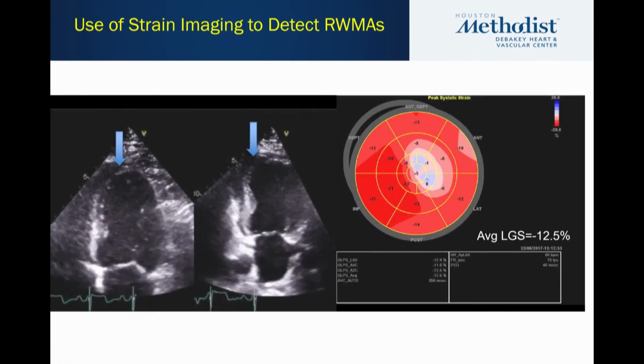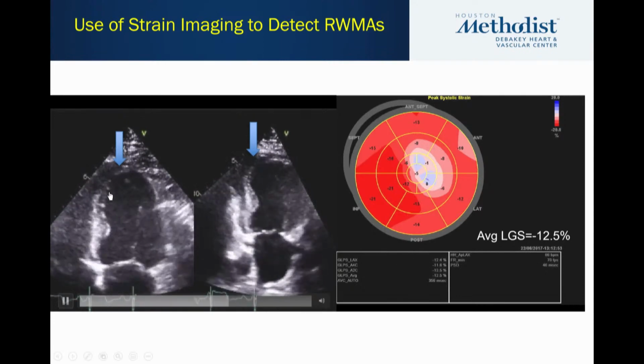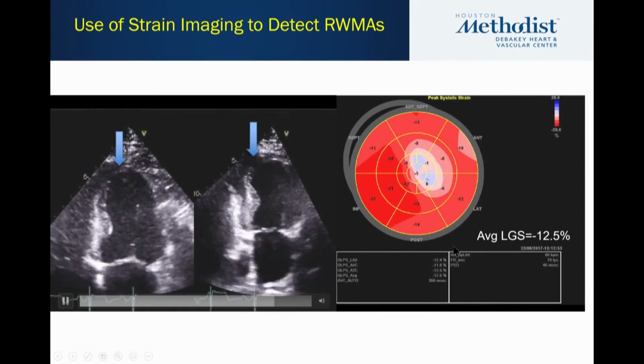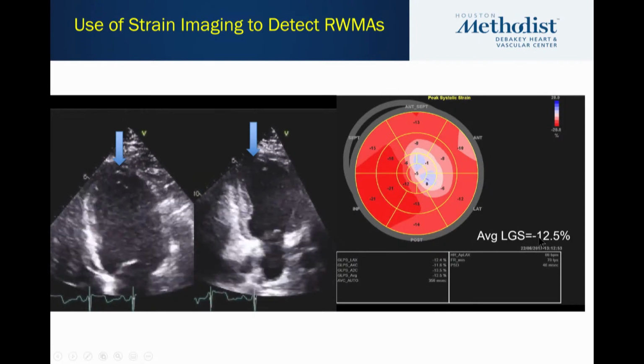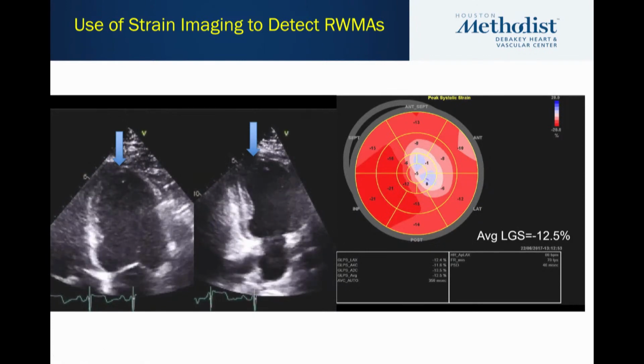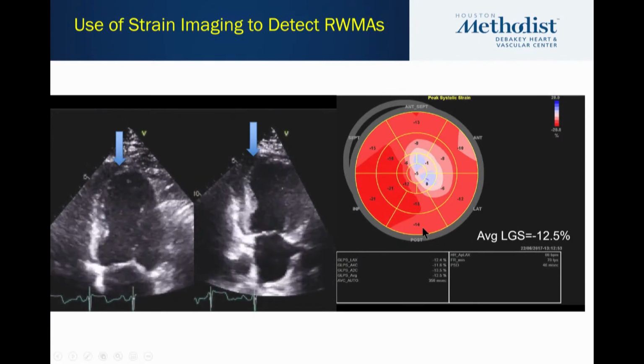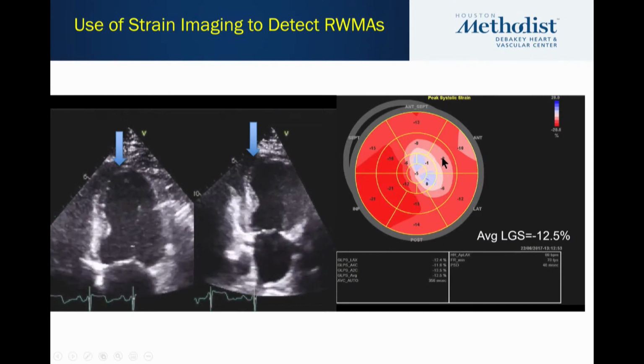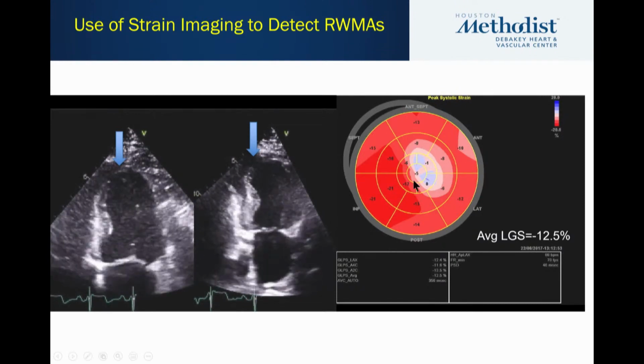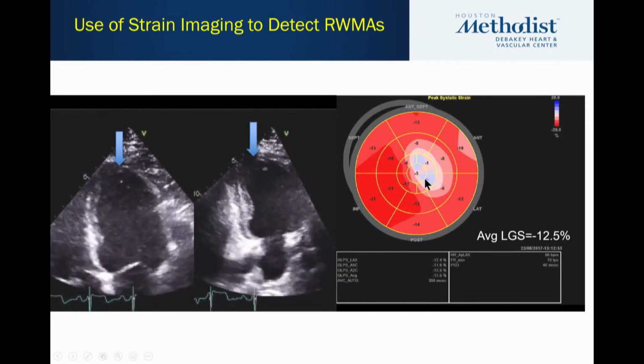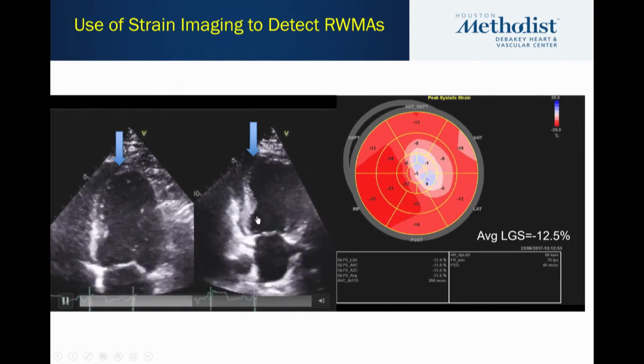This is the patient you saw before also with the apical abnormality. And the average GLS was 12.5 despite an EF of about 54%. You have some low values around here, but you have a dense area of very poor values of 1%, 5%, reflecting that area of the apex that is akinetic.